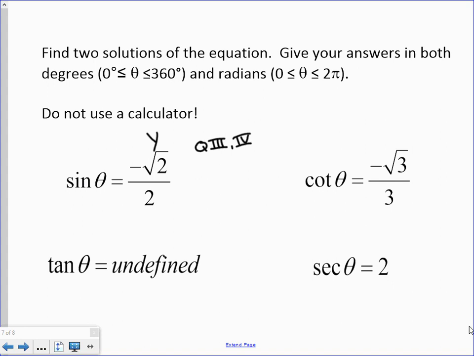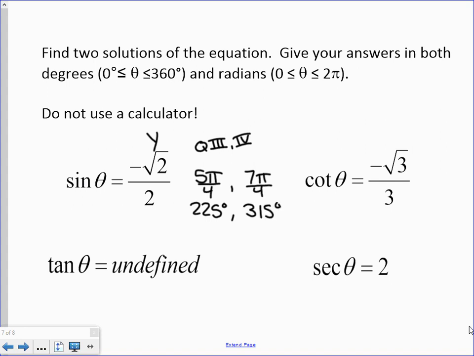So what angles have sine, or a y coordinate, of negative square root 2 over 2 in quadrant 3 and quadrant 4? I actually get better with my radians. I know in radians in the first quadrant it's pi over 4, right? So then I just have to know my pi over 4s in quadrant 3 and quadrant 4. That is 5 pi over 4, which is 225 degrees, and also 7 pi over 4, which is 315 degrees.